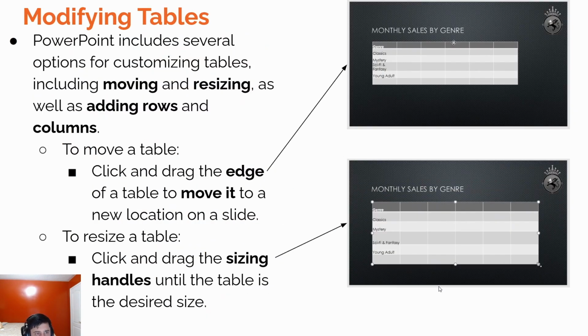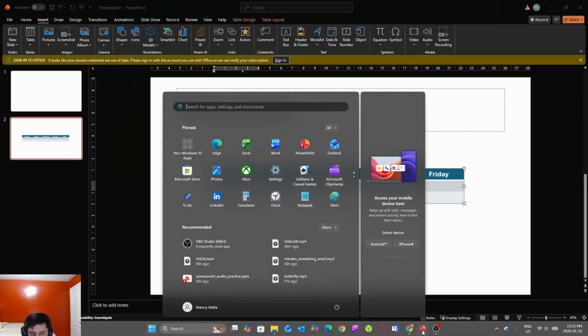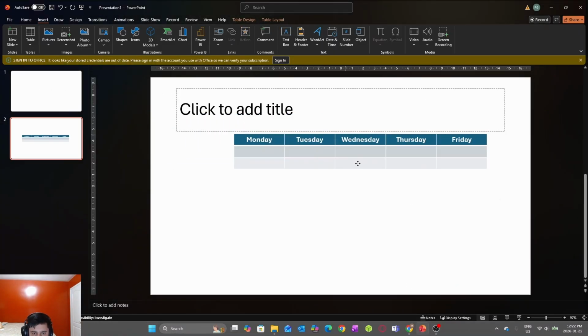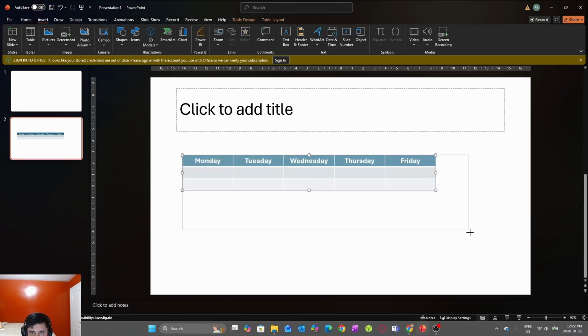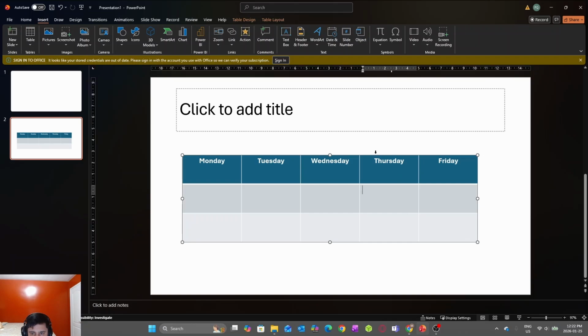Now we're modifying tables, right? We provide several options for customizing tables, including moving and resizing, as well as adding rows and columns. To move and resize, of course, we can click on it, and then drag on an edge and move it around. We can also resize it, so we can click and drag the sizing handles until the table is the correct size we want it to be. So again, move it around, and now we can also drag it to change sizing.